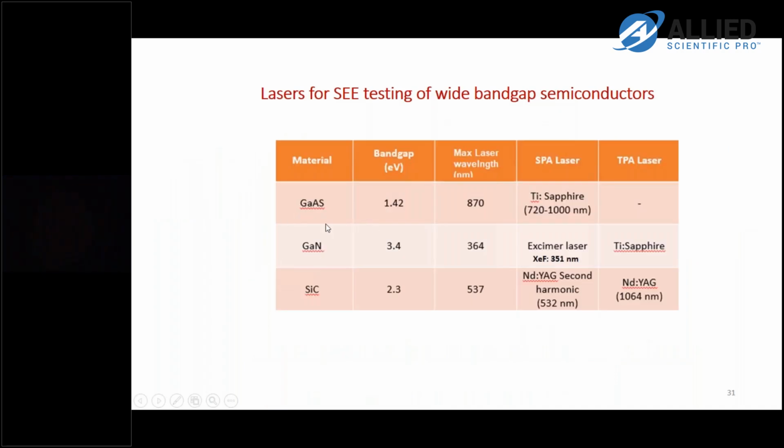So, quickly, lasers for SEU testing of wide bandgap semiconductors. For gallium arsenide, the bandgap mentioned in this column corresponds to 870 nanometers. The Ti:sapphire laser would work for that. For gallium nitride, it's in the UV, and an excimer laser could work for that. And for silicon carbide, a second harmonic neodymium YAG could work for it. So these are also possible systems.